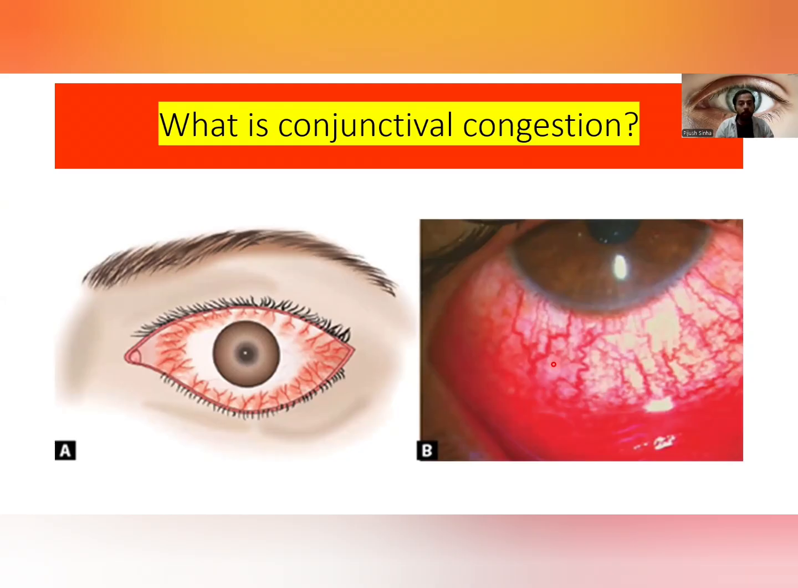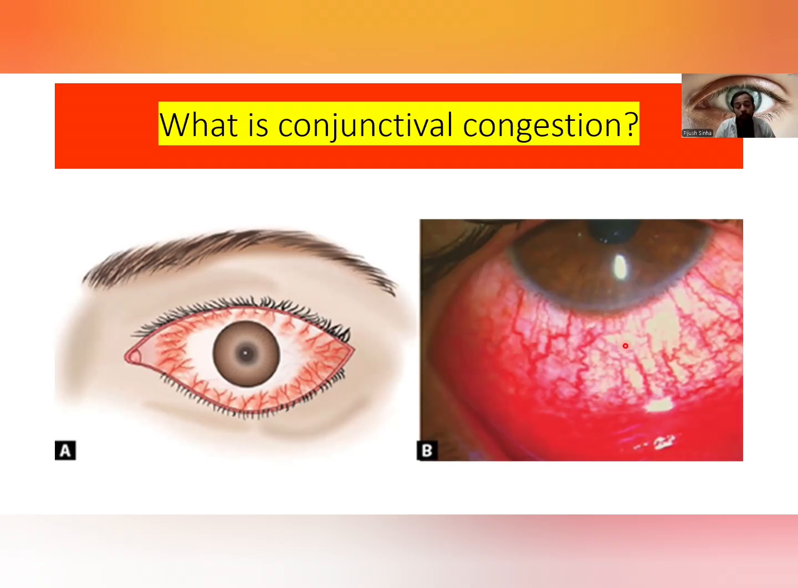Conjunctival congestion is when the white part of the eye, known as the conjunctiva, becomes red and the blood vessels become dilated or swollen. This happens due to irritation, inflammation, or infection of the surrounding structures of the eye. It is pretty common and often indicates that something is bothering the eye, and you need to examine it very carefully.